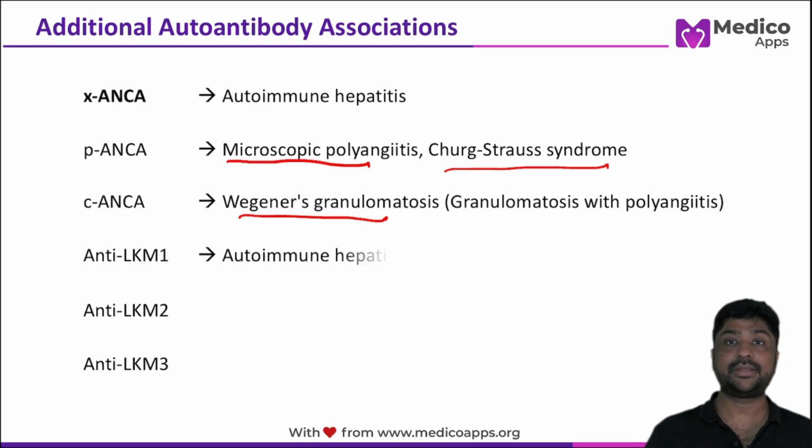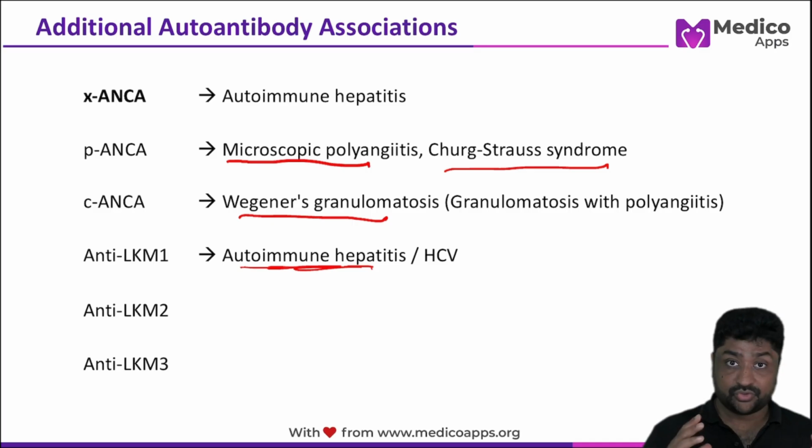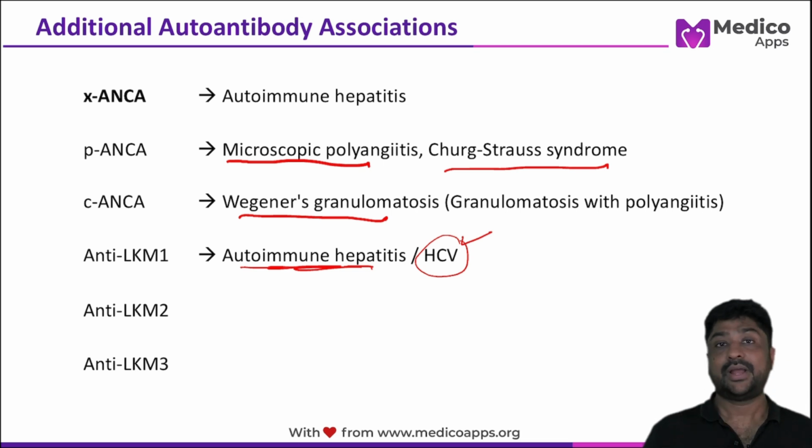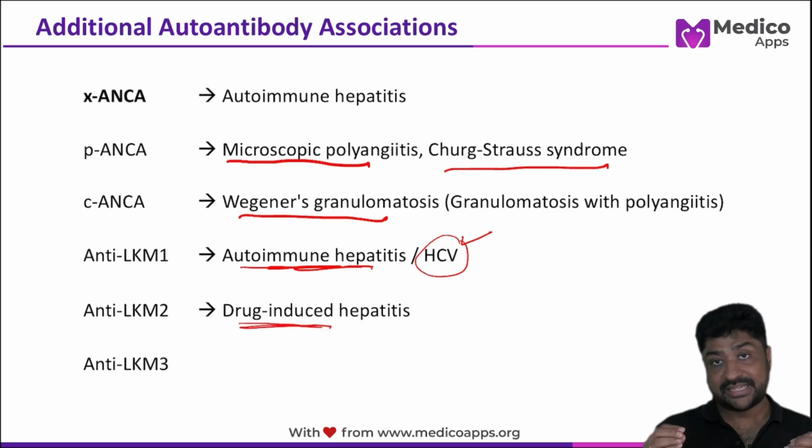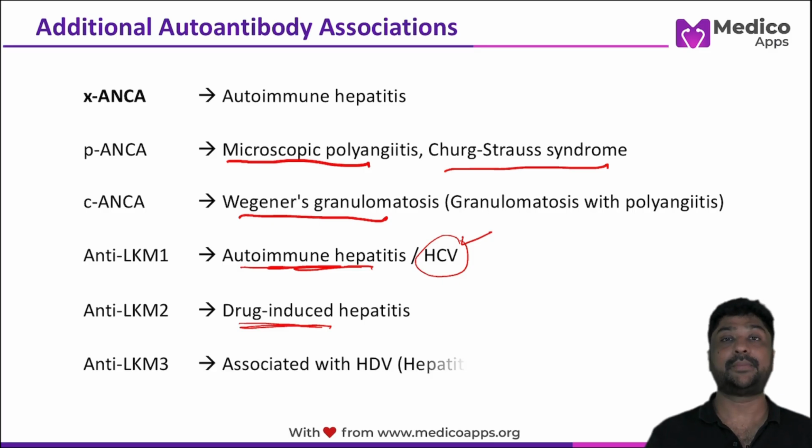Anti-LKM1, liver kidney microsomal antibody type 1. This is a hallmark of type 2 autoimmune hepatitis, mostly in children. Important to note, it may also be falsely positive in hepatitis C, leading to diagnostic confusion. Anti-LKM2 is much rarer and typically seen in drug-induced hepatitis. Anti-LKM3 is associated with hepatitis D virus, HDV, infections.